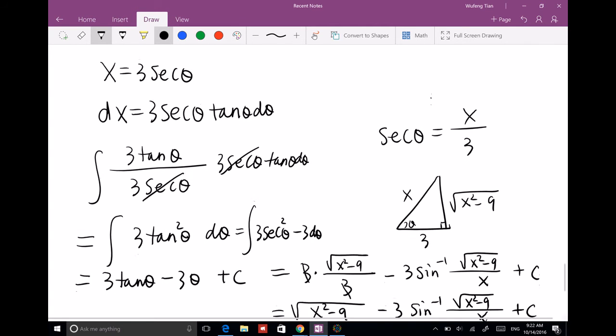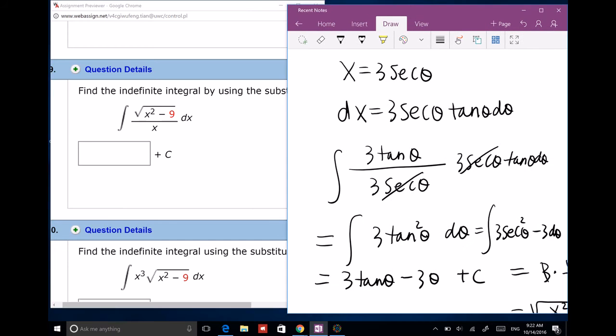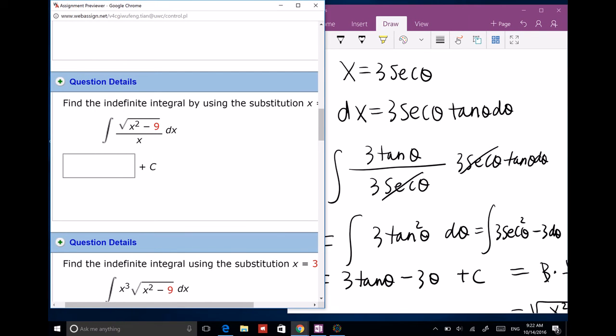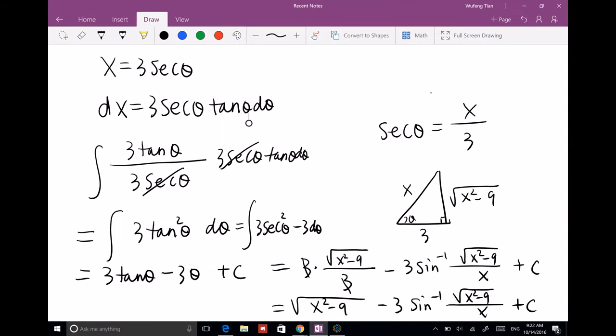So first you got x equals 3 secant. That's what it tells you. You take the derivative, it is 3 secant tangent, and plug it in. First you got 3 tangent. Square root of that is 3 tangent, since it's the square root of x squared minus 9. Then plug in 3 secant, and the 3 secant cancels out, leaving 3 tangent.